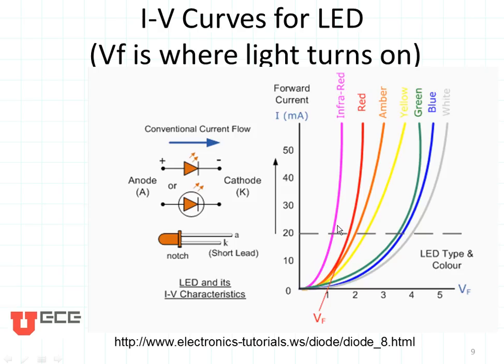This elbow right here, where the current goes from being almost 0 to becoming almost its final value, is called the forward turn-on voltage. And right here for the red one, you can see the forward turn-on voltage for a red LED is about 1 volt. The turn-on voltage for a white LED would be a little bit higher.